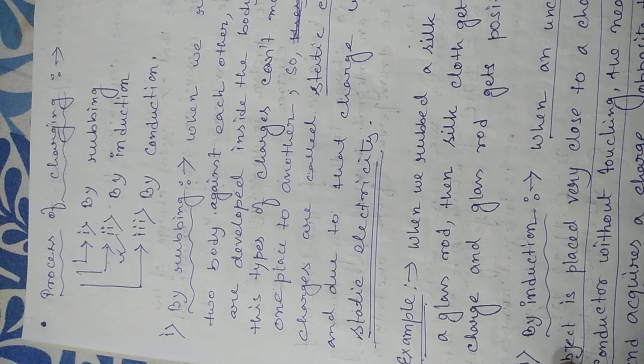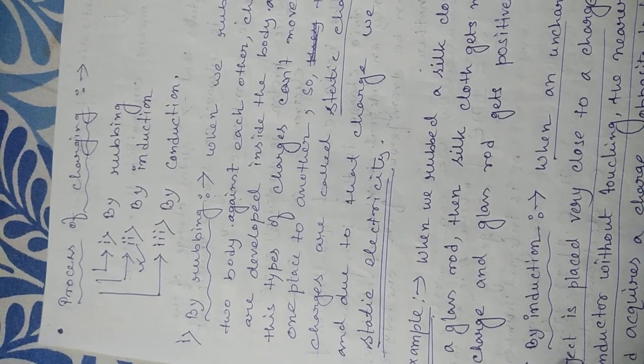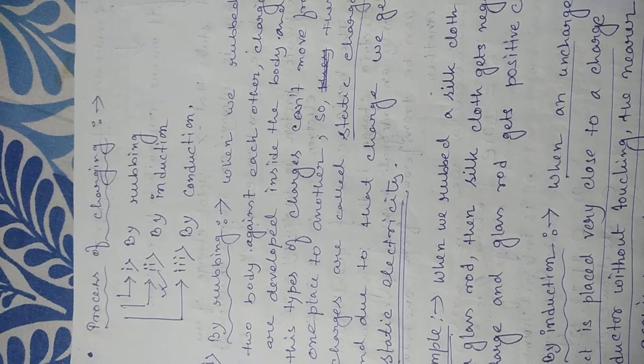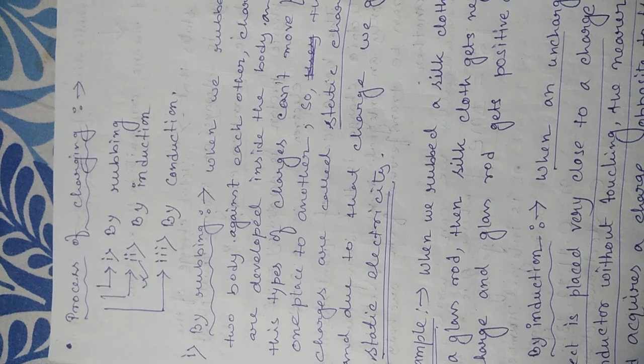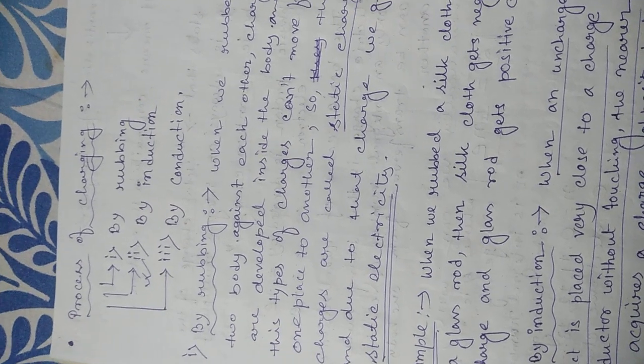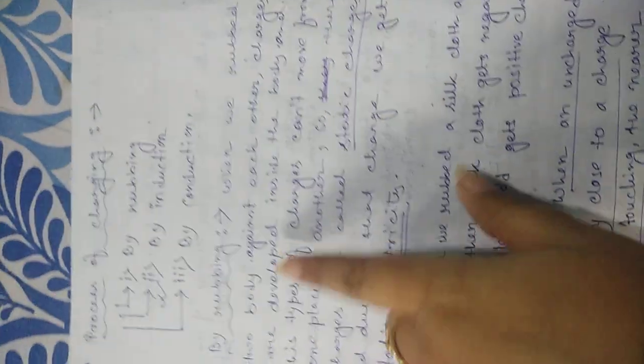Now we talk about the process of charging. We know that there are three types of process: one is by rubbing, another is by induction, and the third is by conduction. Rubbing and conduction, these two processes we studied in class 7 also, a little bit. Induction will also be there.